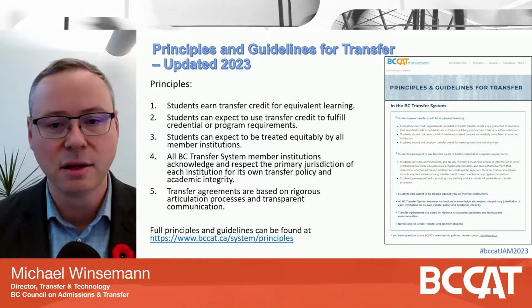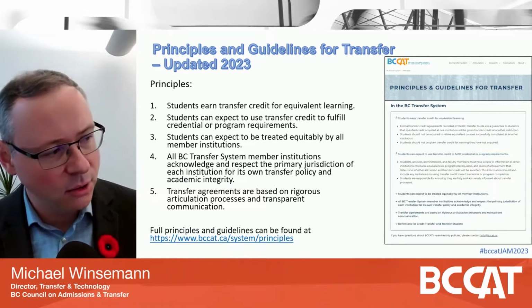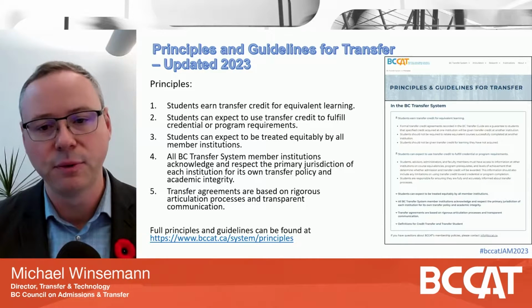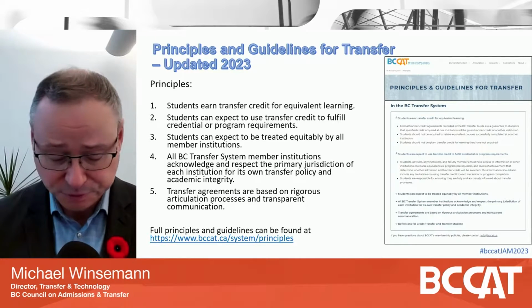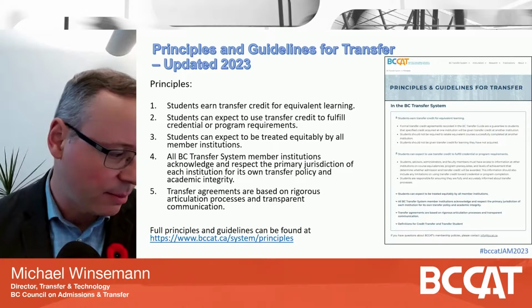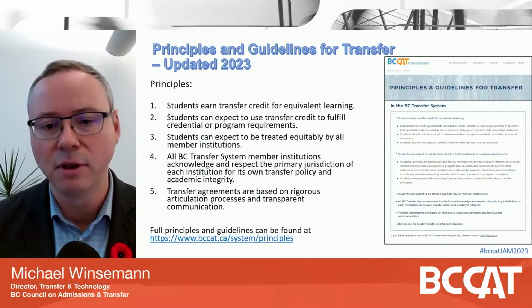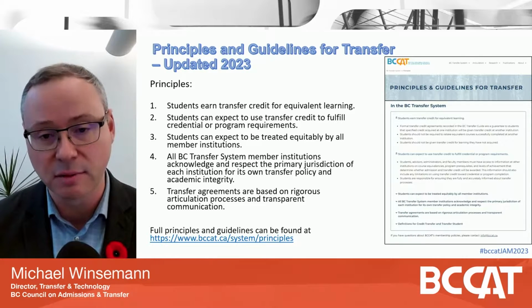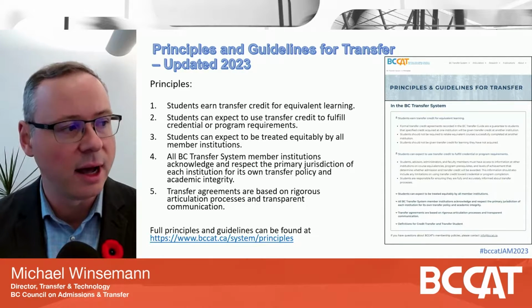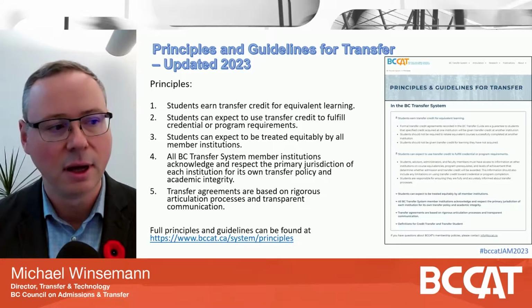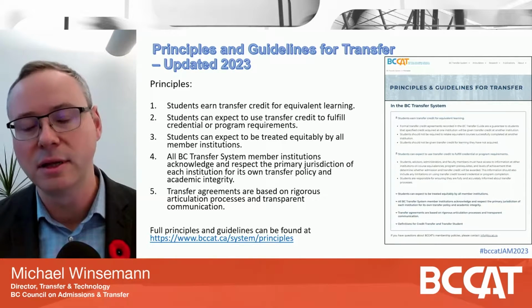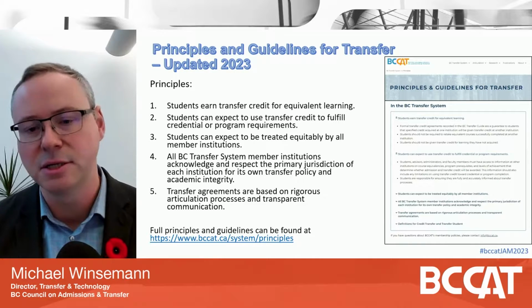Well, BCCAT has its own set of core values, and I'm not going to go into this in too great detail, but I will highlight for you that we do have the principles and guidelines for transfer. So when BCCAT was first established in 1989, one of the first things they did was define what are the values of the BC transfer system. And that's when the principles and guidelines for transfer were first developed. The principles are written up on your screen, and I am going to go into this in a little more detail in the next session starting at 10.